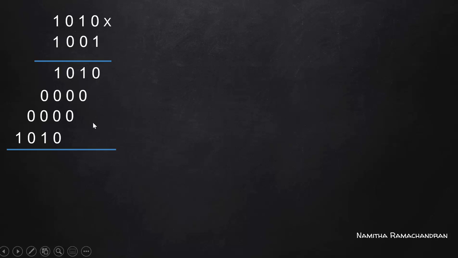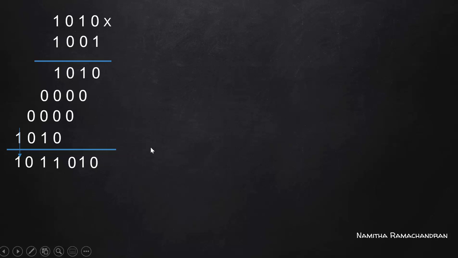Here we have no other bits, so we can write this 0 down here. This 1 plus 0 is 1. Next, 0 plus 0 plus 0 is 0. Next, 1 plus 0 plus 0 plus 0, that is 1. This is 0 plus 0 plus 1, again 1. This is 0 plus 0, 0. This is 1. Okay, so this is our final product value.